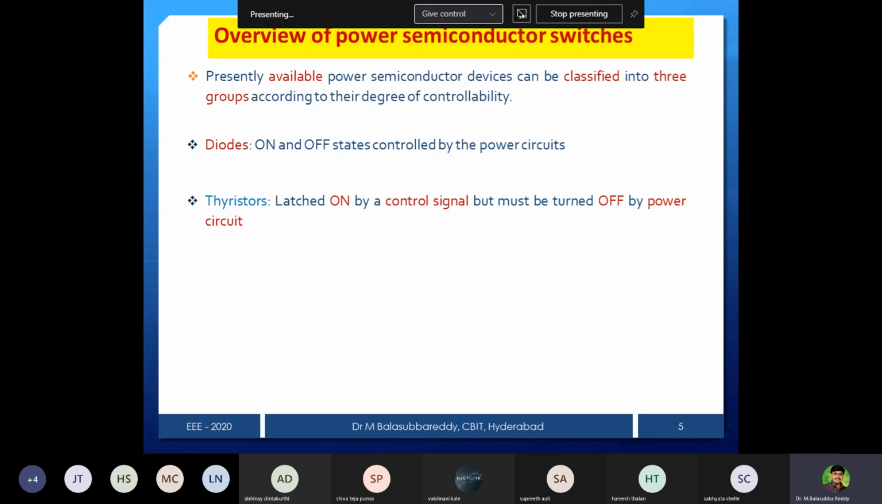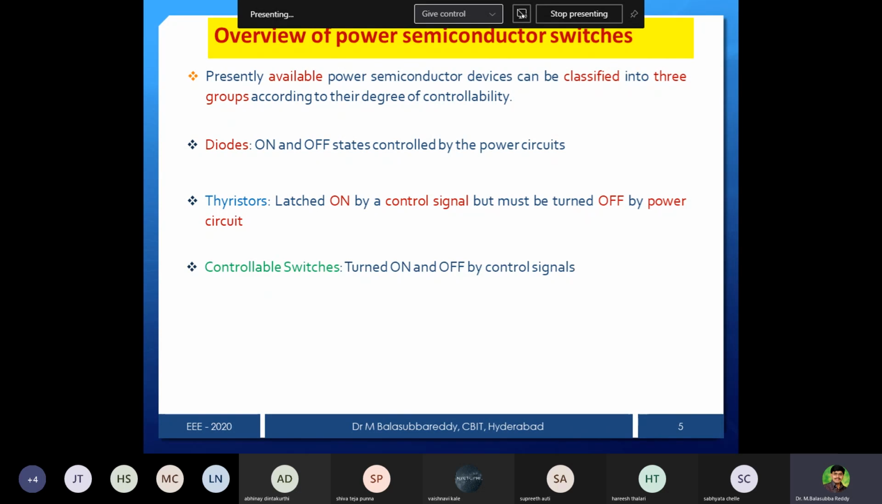So that is the reason we need some forced commutation circuit if the input is DC, or natural commutation if the input is an AC supply. So that means the off process is controlled by the power circuit based on your input. You cannot decide the turn off, but the turn on you are able to control.